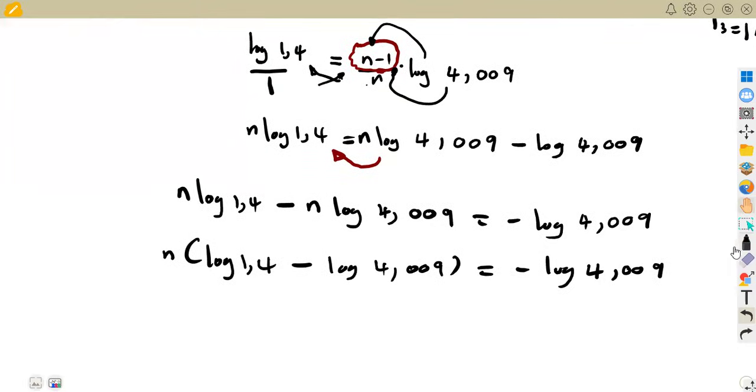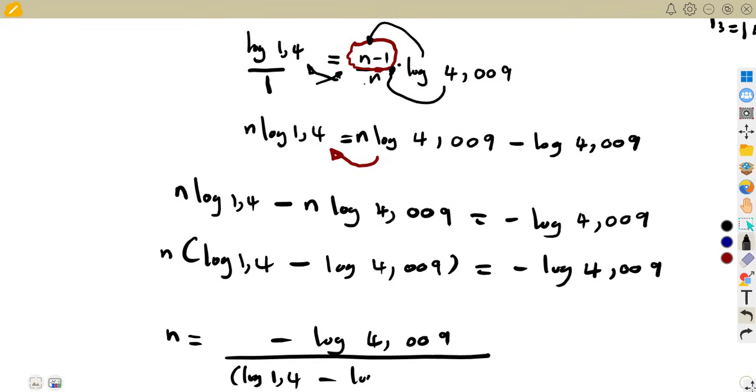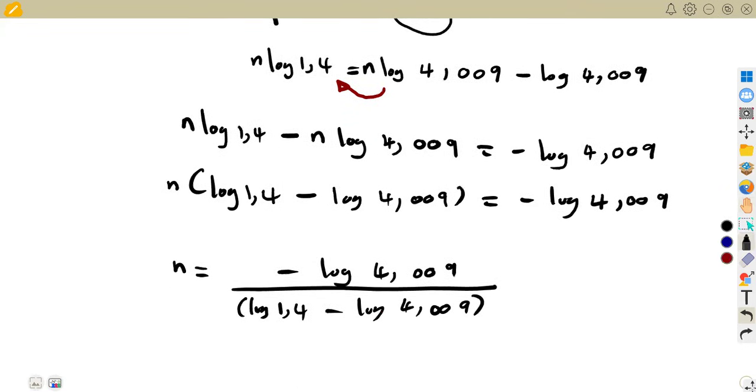Since we want to calculate n, what do you think we're going to do? Just divide by the whole of this bracket. So n is going to be minus log 4,009 divided by the whole of this bracket, which is the logarithm of 1,4 minus the logarithm of 4,009. So this is you and your calculator now. That was going to give us something like 1,31981. So this will change into 1,320, which is simply 1,32. That's our n, which is the index of compression.